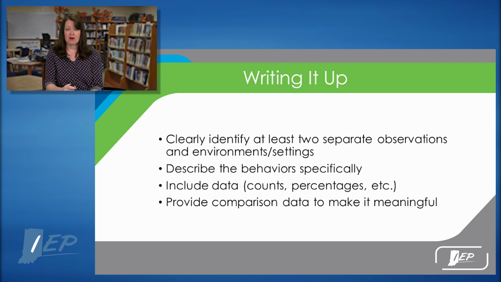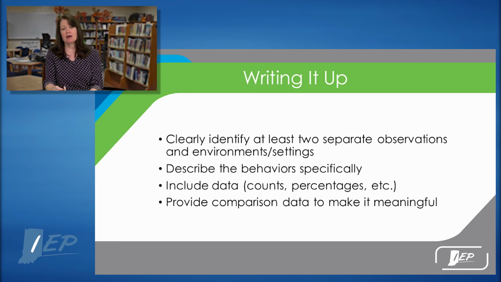Describe the environment that you observed the student in, or the setting. Describe the behavior specifically that you came in looking for. Explain why you were there. And include data. So you should have either frequency counts, percentages, that kind of information, to make some very specific data available so that we can know how severe is this? How different is this from others?